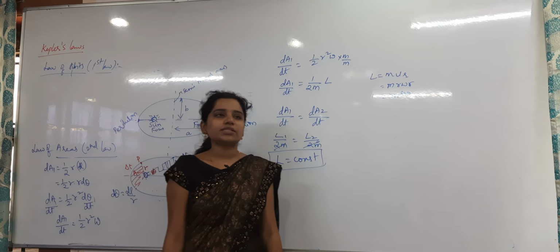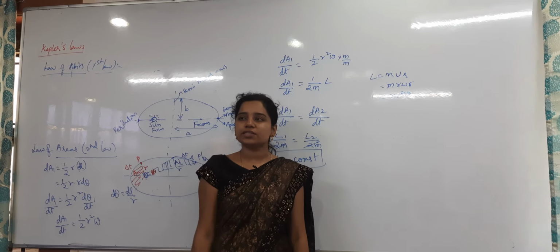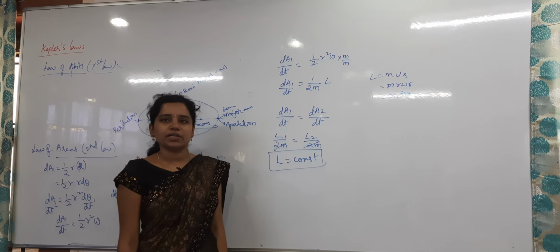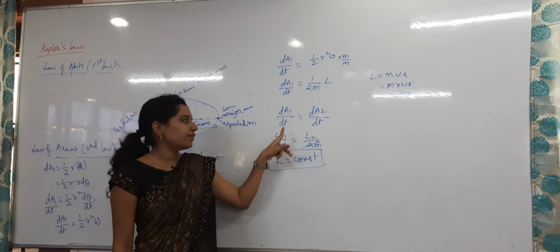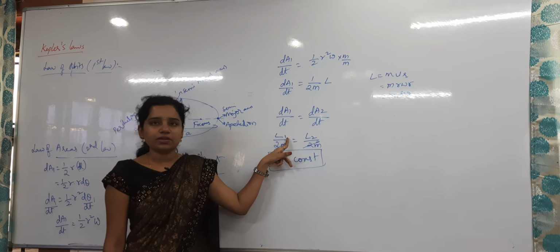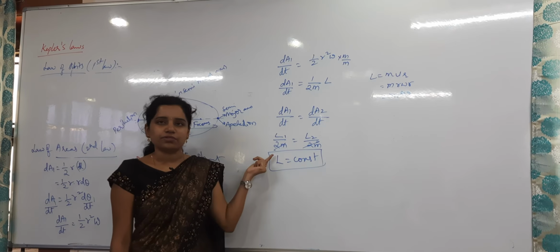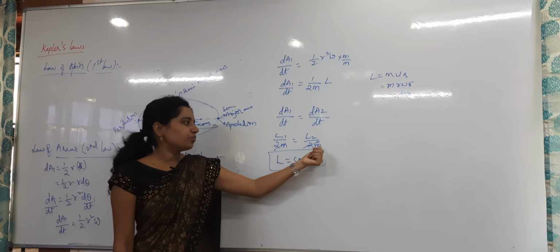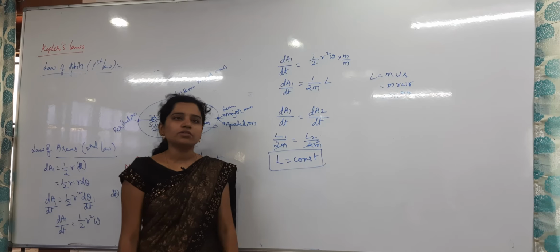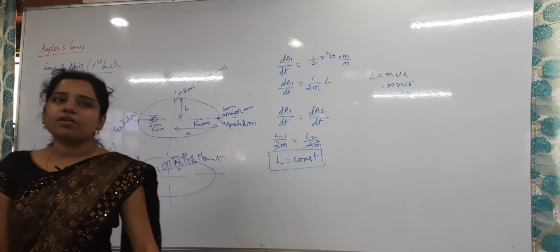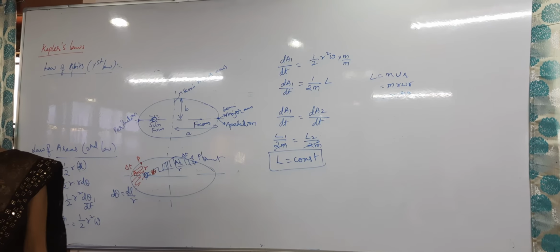Now Kepler's law states that it sweeps equal areas in equal intervals of time. So dA1/dt = dA2/dt. At area A1 we have the angular momentum L1, and at area A2 we have the angular momentum L2, of the same planet only, so of course the mass is the same. So 2m gets cancelled, then L is constant. For all the planets which are revolving in orbits, angular momentum will always be constant.